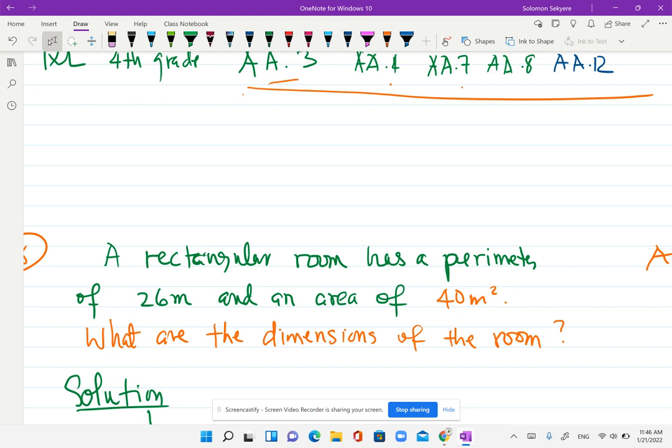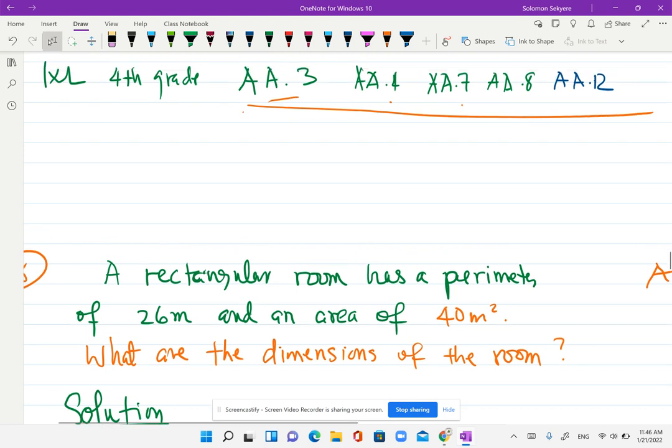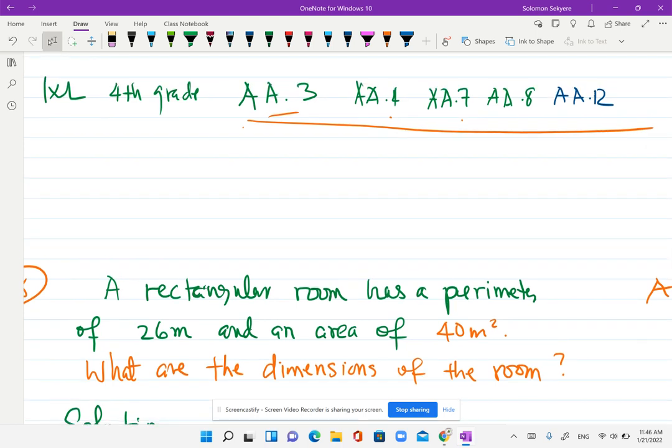Let's do further exercises on perimeter and area. Okay, this is a little different from what we've been doing. In the past, we've been given the perimeter and a side of a rectangle, and then we figure out the area from it. Or we are given the area and a side, and we figure out the perimeter. Okay, this problem here, we don't have the sides.